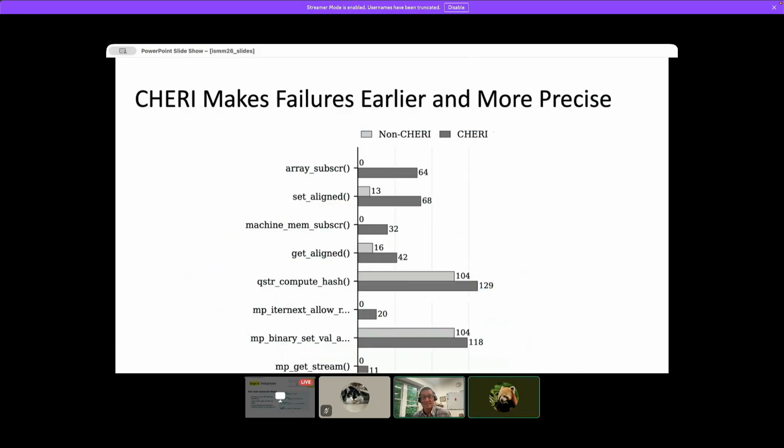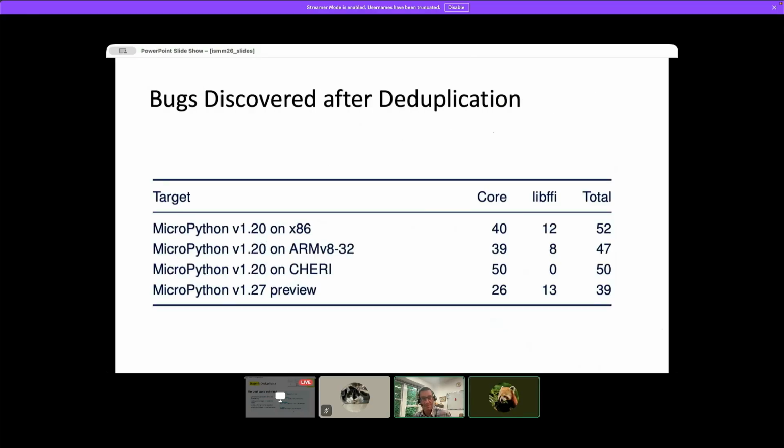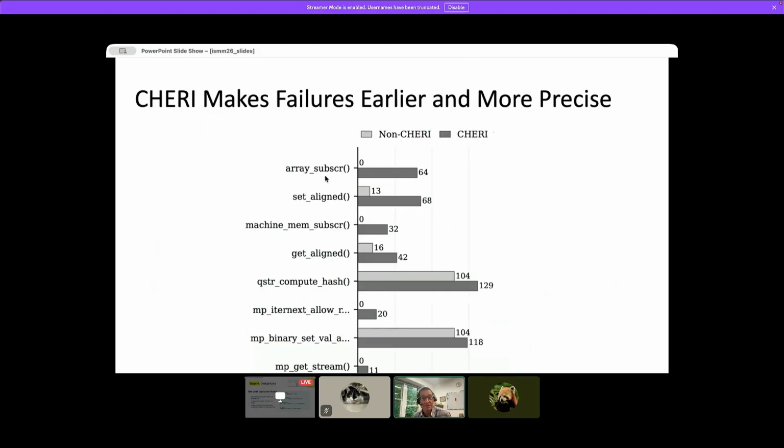CHERI makes finding problems easier. You get precise localization of where the memory safety violation is, a bit like you would in something like address sanitizer or Valgrind, but this is much faster and also not random in any sense. These are deterministic failures. For instance, when we try to do array subscripting or memory subscripting, we get a CHERI fault straight away where there's a permissions violation, whereas that fault might not manifest until much later in a non-memory-safe runtime, where there'd be some kind of data corruption that would manifest itself in an arbitrary way later on.